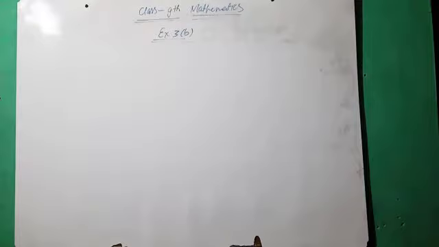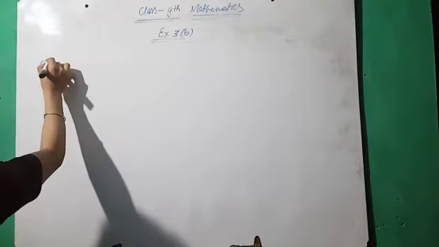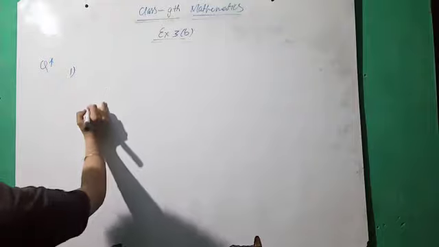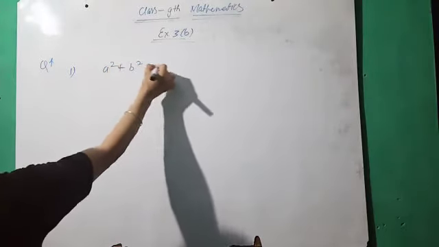Chapter number 3. Today we will discuss exercise 3b. Start with the very first question. Question is find the value of question number 1 first part. Find the value of a square plus b square. We have to find the value of a square plus b square.